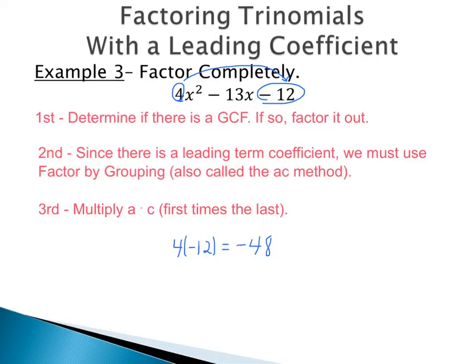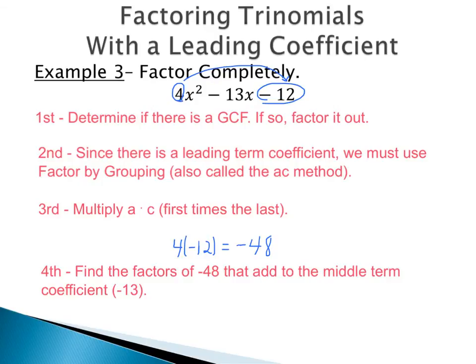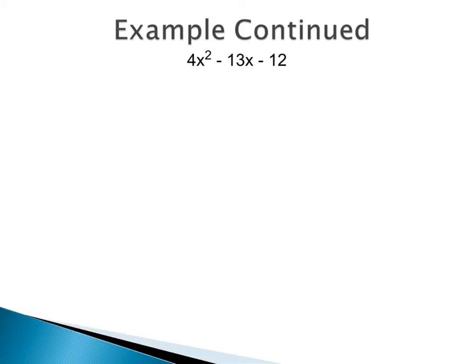But we have this negative 48, and we want to find the factors of negative 48 that add to the middle term coefficient of negative 13. Well, in this case, that ends up being negative 16 and a positive 3, because negative 16 times positive 3 gives you negative 48, and then negative 16 plus 3 gives you negative 13.